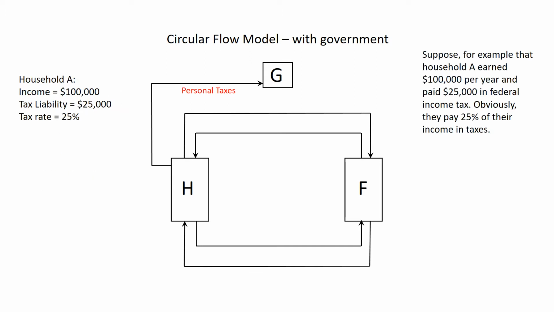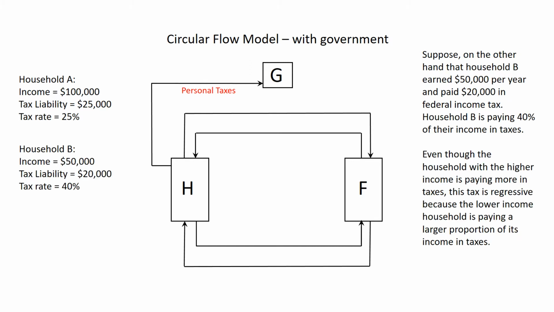Suppose, for example, that household A earned $100,000 a year and paid $25,000 in federal income tax. Obviously, they'd be paying 25% of their income in taxes. Suppose, on the other hand, that household B earned $50,000 per year and paid $20,000 in federal income tax. Household B is paying 40% of their income in taxes. So even though the household with the higher income is paying more taxes, this tax is regressive because the lower income household is paying a larger proportion of its income in taxes.